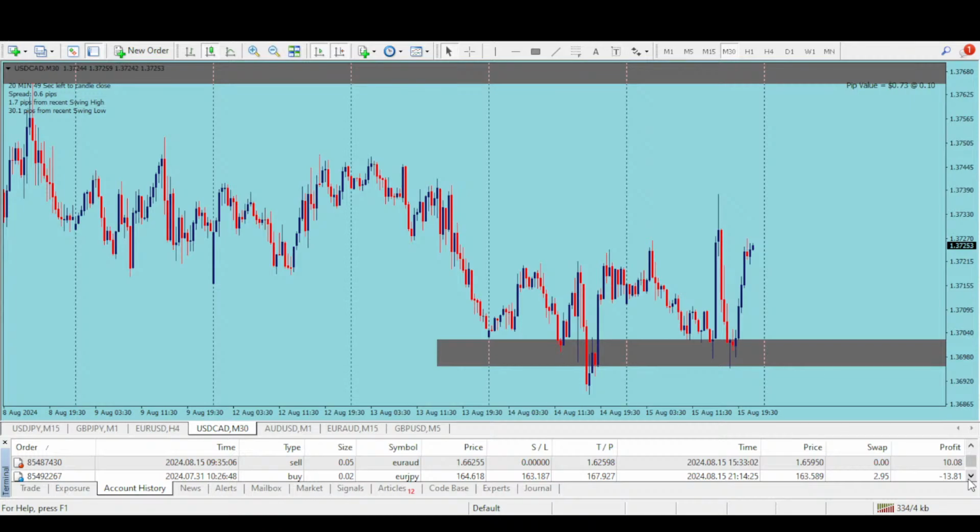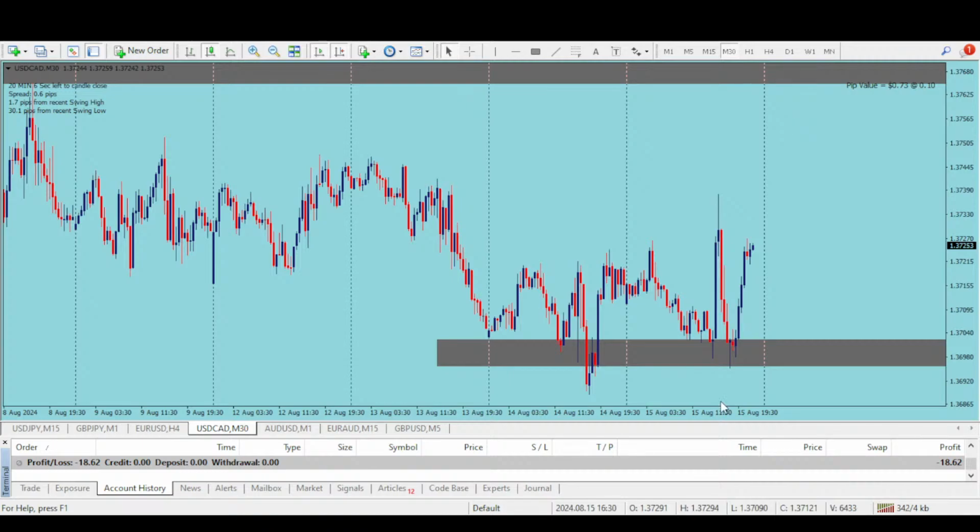Yes, because losing is part of the game. Losing is part of the business. You don't lose too much. Make sure, like this $18 is not even up to 0.5 of my account. Is it even up to 0.1? Okay, so that is it. That's how to trade. You see what happened.